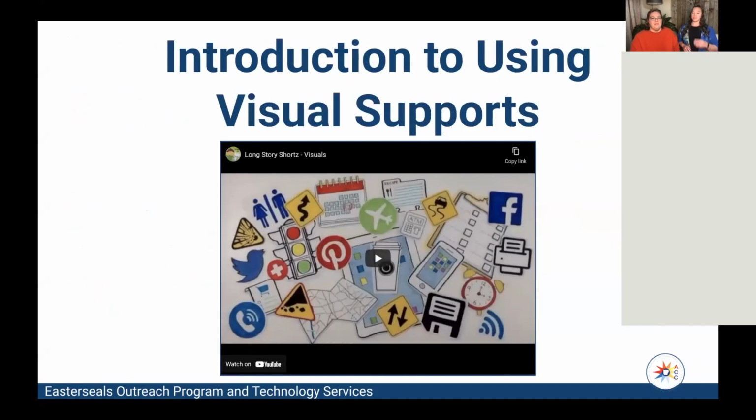We're going to take a few minutes, it's just a little over 2 minutes, I think, and watch this little introduction to using visual supports because it really does set the stage for what we're going to talk about today.